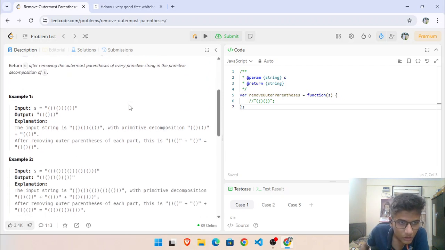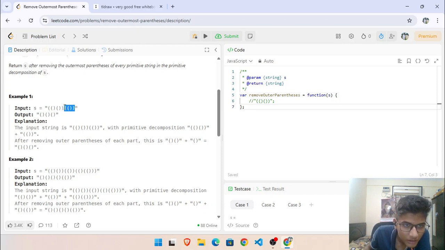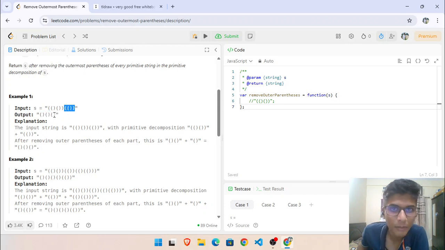So see this example. We have a string like this: first bracket, second bracket, third bracket, close. So these two brackets are complete. Then again a bracket, bracket close. So this is a complete string A, and this is also a complete string. You can see bracket, bracket, inside that a pair of brackets. So we have to remove the outermost parenthesis of this and this. If we remove the outermost parenthesis of this, we will find this, and if you remove the outermost parenthesis of this, you will find this single bracket.